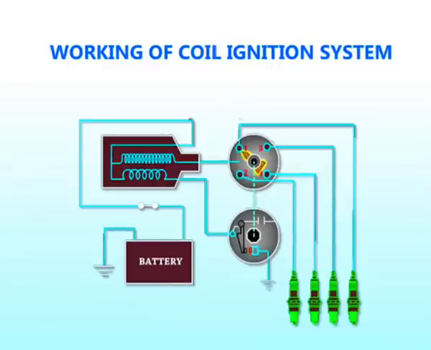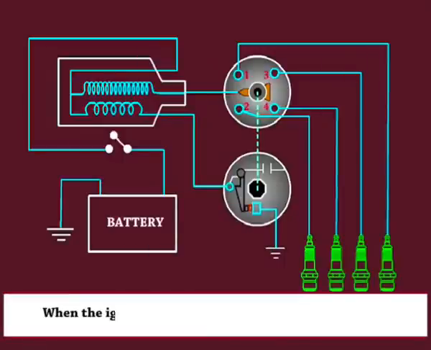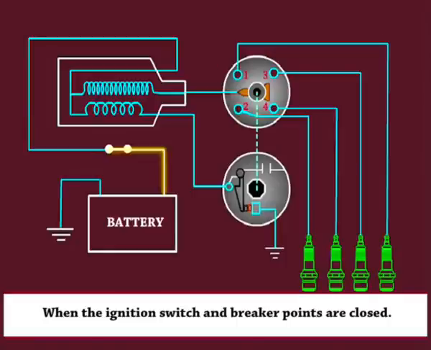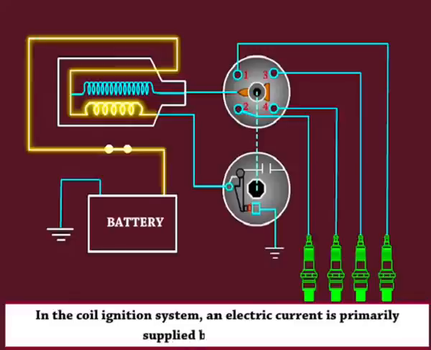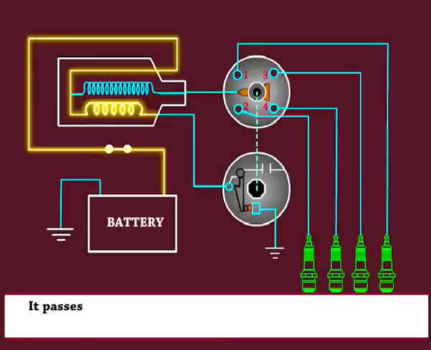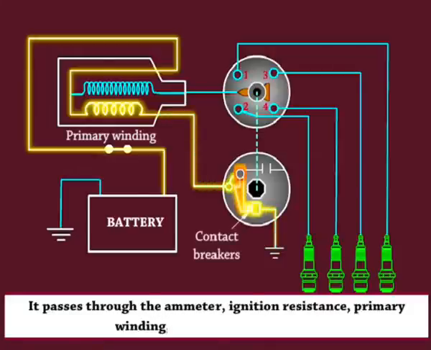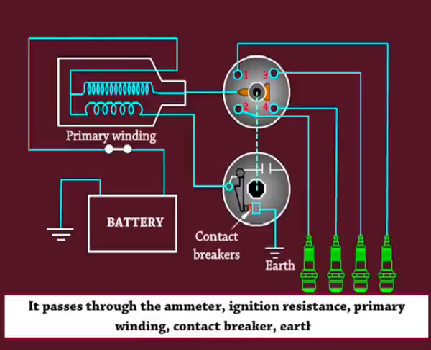Working of coil ignition system. In this video, we are going to watch the working of coil ignition system. When the ignition switch and breaker points are closed, in the coil ignition system, an electric current is primarily supplied by the battery. It passes through the ammeter, ignition resistance, primary winding, contact breaker, earth.